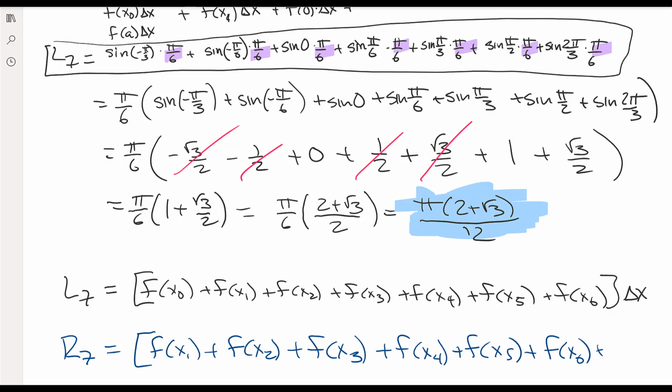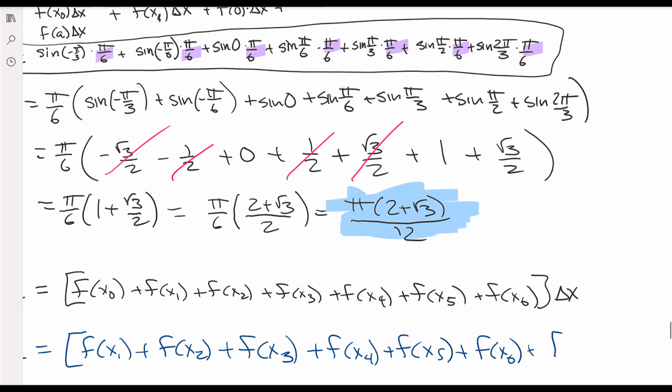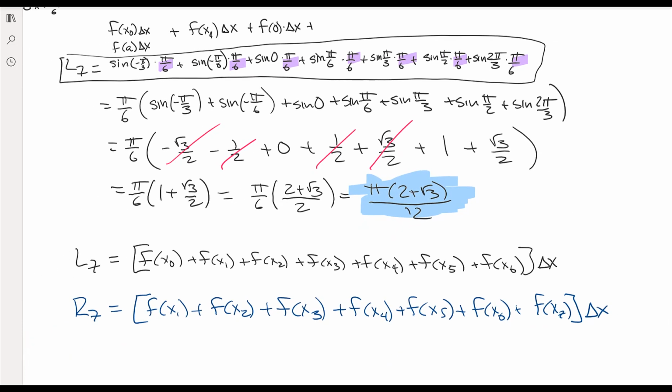But on this one, notice I did not start at 0. I started at 1 for the right hand because we don't include the far left one when we do the right hand. So we continue going on, and we will go down to that f of x sub 7, and we'll multiply it by our change in x. So there's your two formulas all broken down.